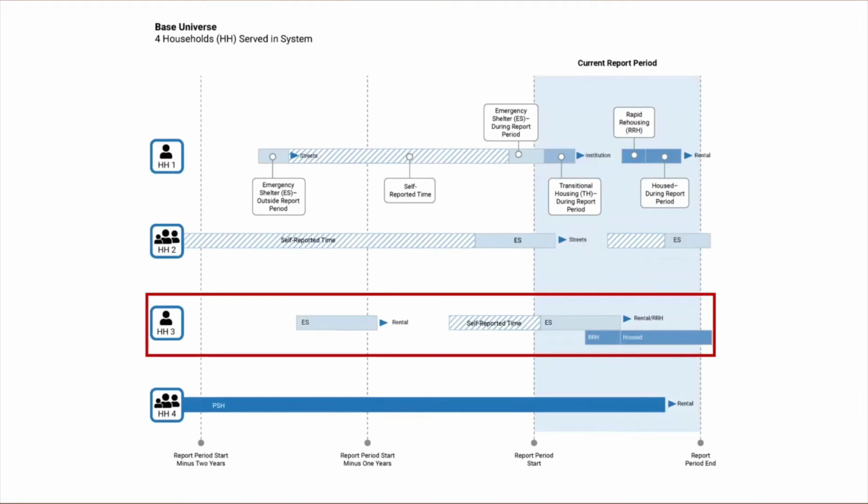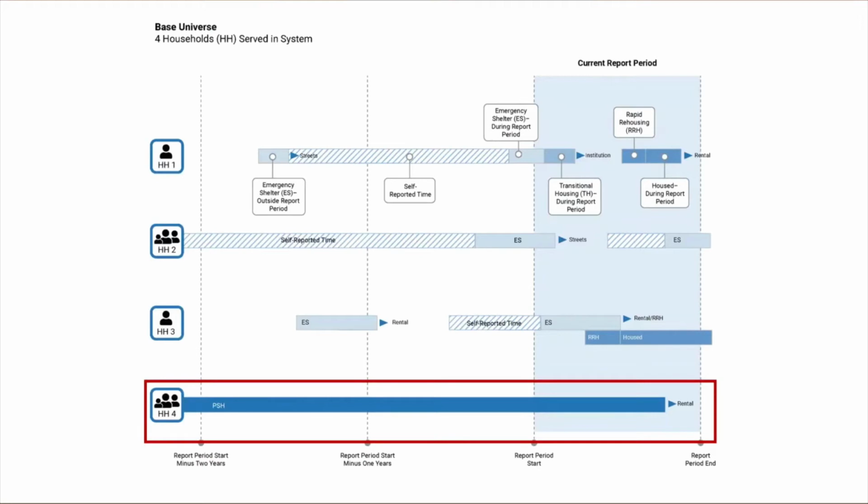Household 3 spent time in an emergency shelter during which they were simultaneously enrolled in a rapid rehousing project but not yet housed. Ultimately, they exited the shelter to housing with the assistance of the rapid rehousing project.